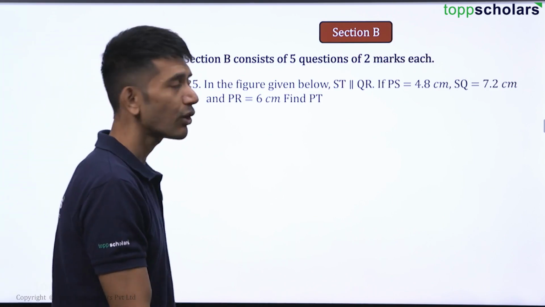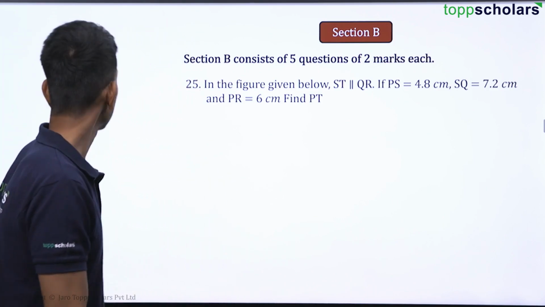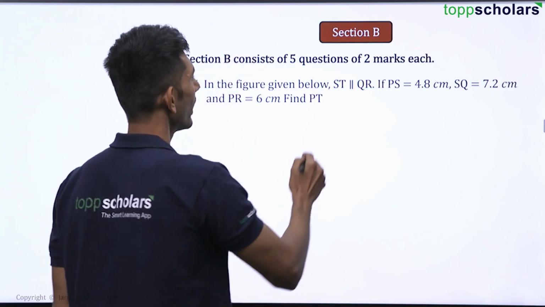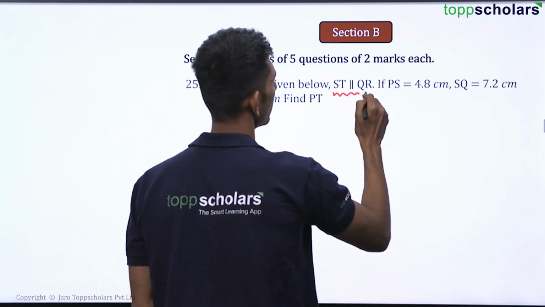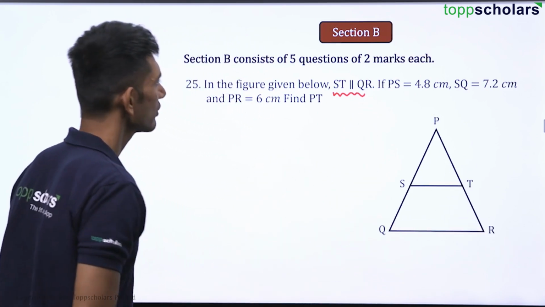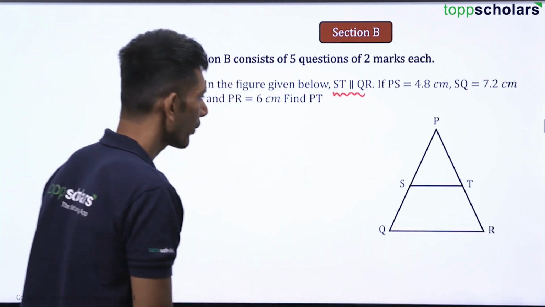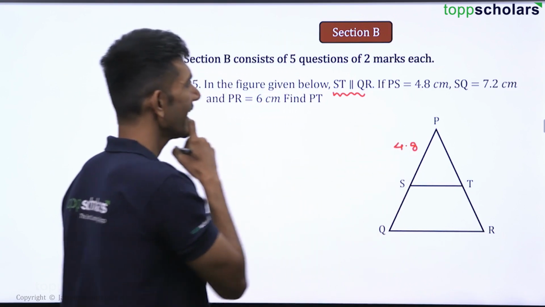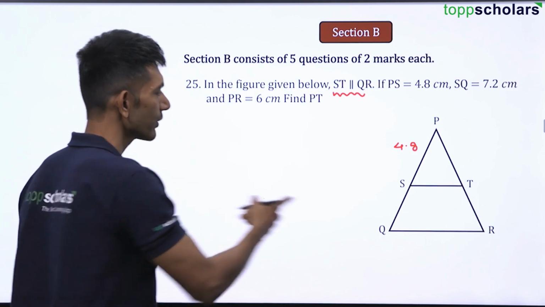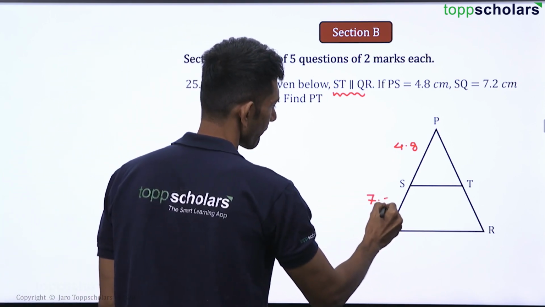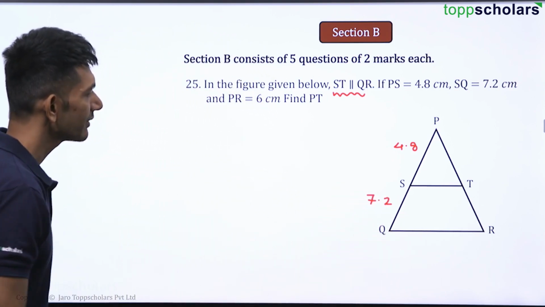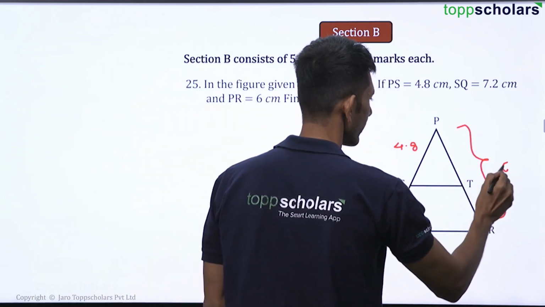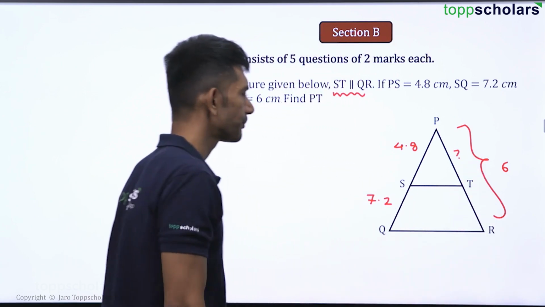This is the last question of section B. It says, in the figure given below, HT is parallel to QR. Okay, figure is given. Perfect. HT is parallel to QR. PS is 4.8. Okay, this is 4.8. SQ is 7.2. Where is SQ? SQ is 7.2. And PR is 6. So this entire PR is 6. We are supposed to find out PT.